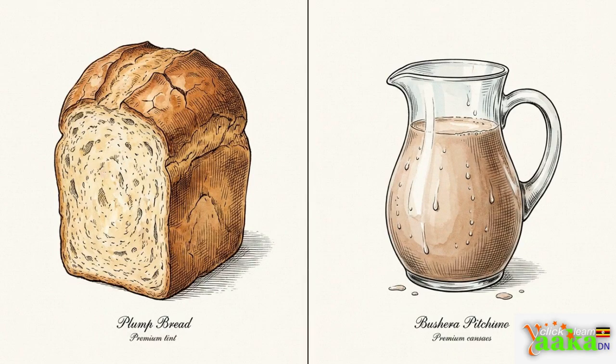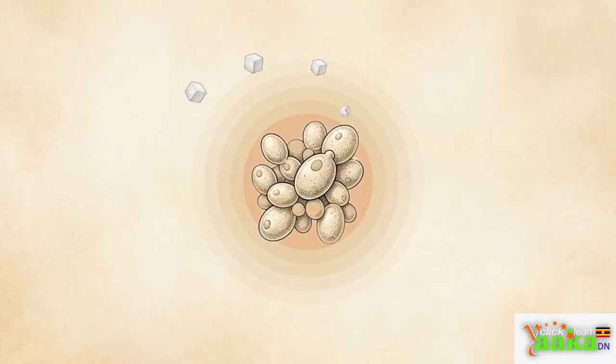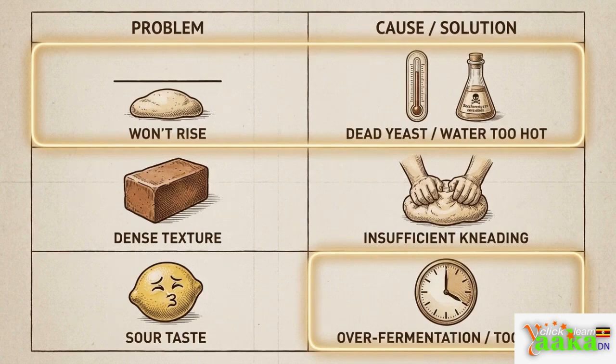Whether the goal is the structure of a loaf or the flavor of a beverage, the core requirement of feeding and managing yeast remains the same. You can diagnose baking failures by tracing physical results back to their biological causes. This table identifies the most common issues: a lack of rising points to dead yeast or excessive heat, while a dense texture indicates insufficient kneading.